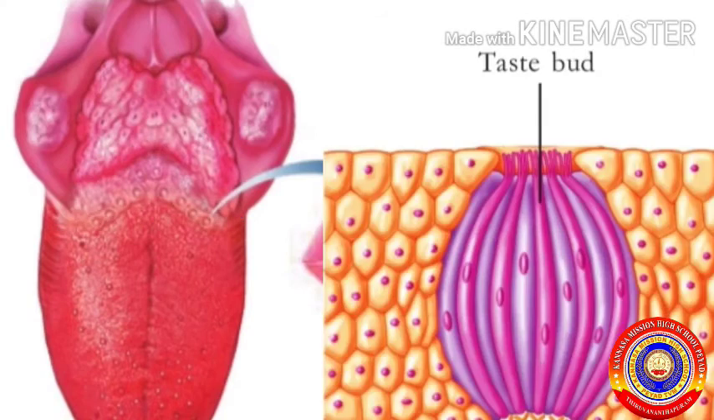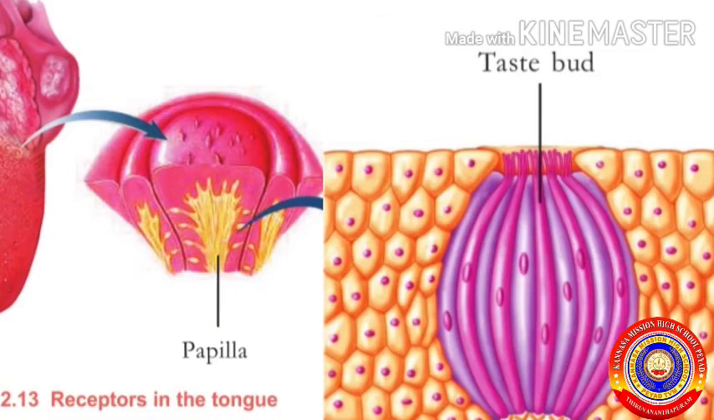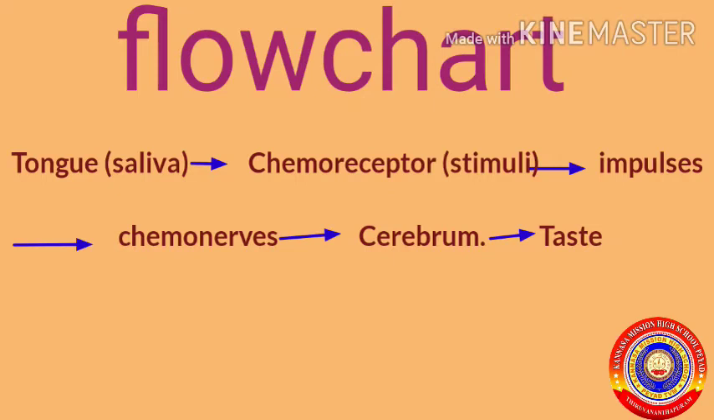In the tongue, there is a projected structure seen on the surface called papillae. The parts on the papillae that detect taste are the taste buds. Each taste bud has chemoreceptors that help to detect different tastes. The substances responsible for the taste dissolve in saliva, stimulate the chemoreceptor and generate impulses. These impulses reach the brain through the respective nerves and we experience taste.